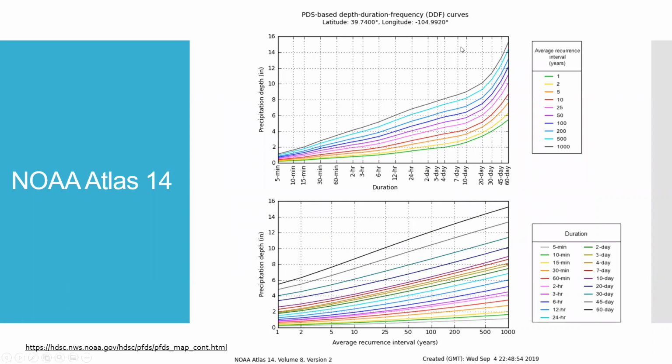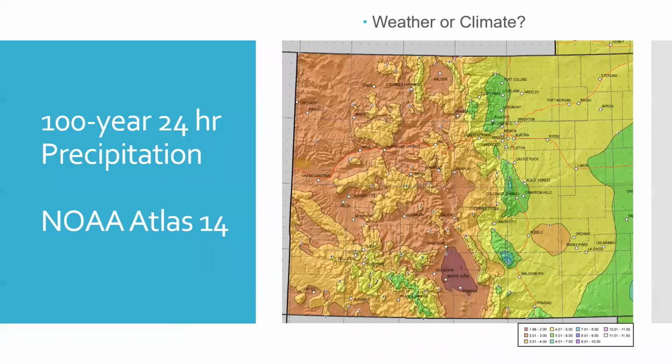So you can get your depth and duration, then frequency, all the way up to a 1,000-year storm event. Alternatively, you can get depth, recurrence interval or frequency on the x-axis, and then here's your duration. So the same kind of information, just presented differently. Here's what that atlas looks like for our state. We've seen this before.